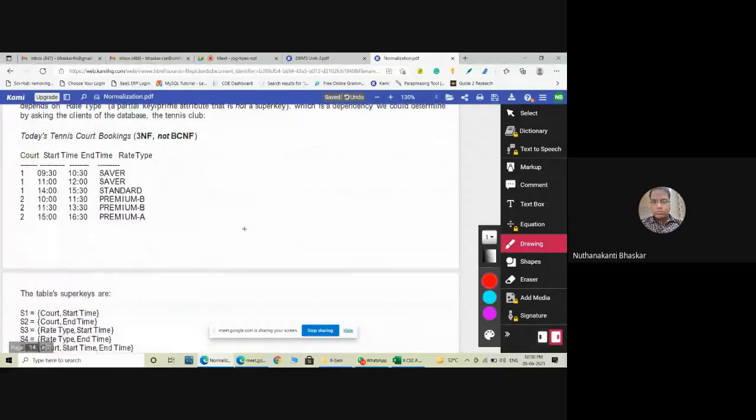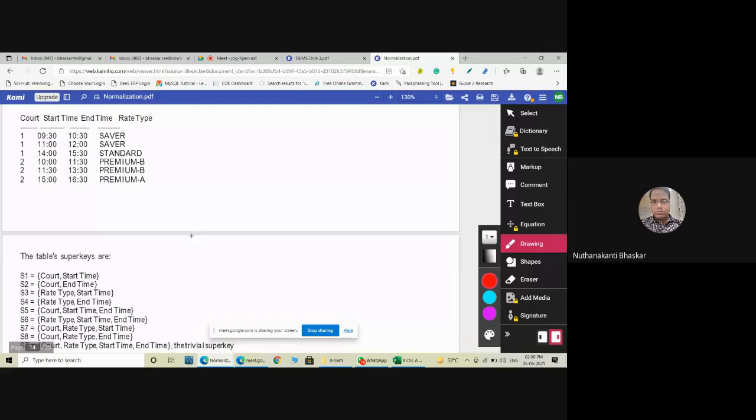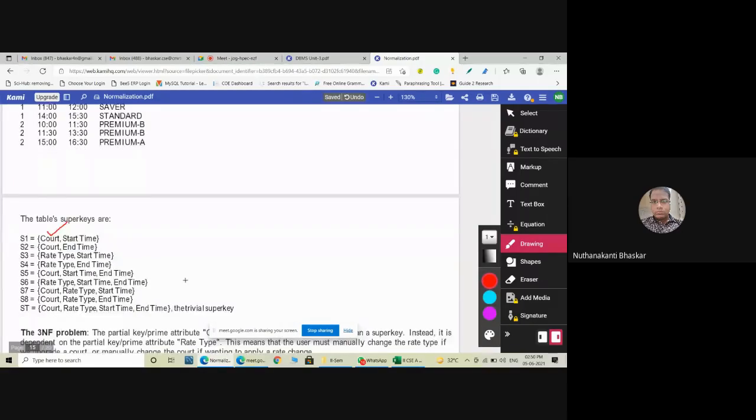Now come to the point. Here, the same code, I have taken the start time and end time and rate type. These are the rate categories. Now the table's super keys are here, S1. Here S1 is the first super key. If you want to think about the current status, current start time, current end time, like that we can have all combinations. All the combinations of super keys.